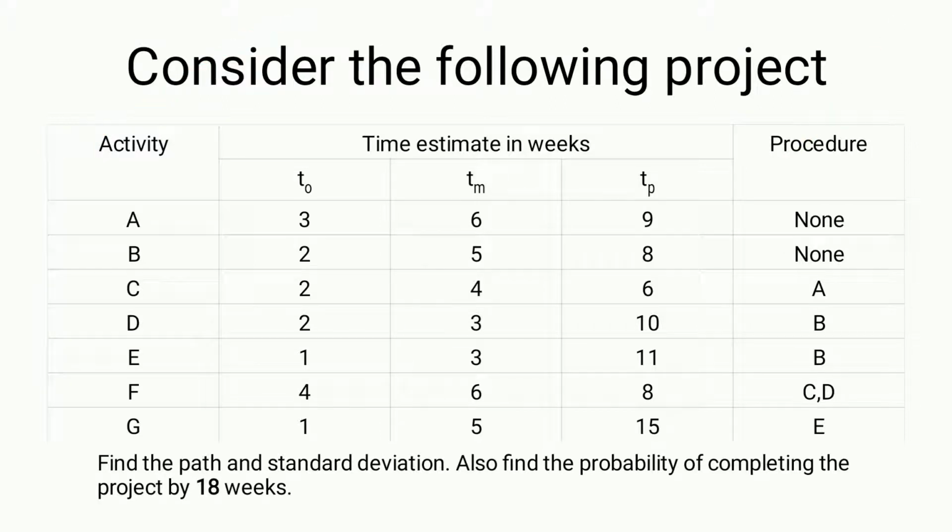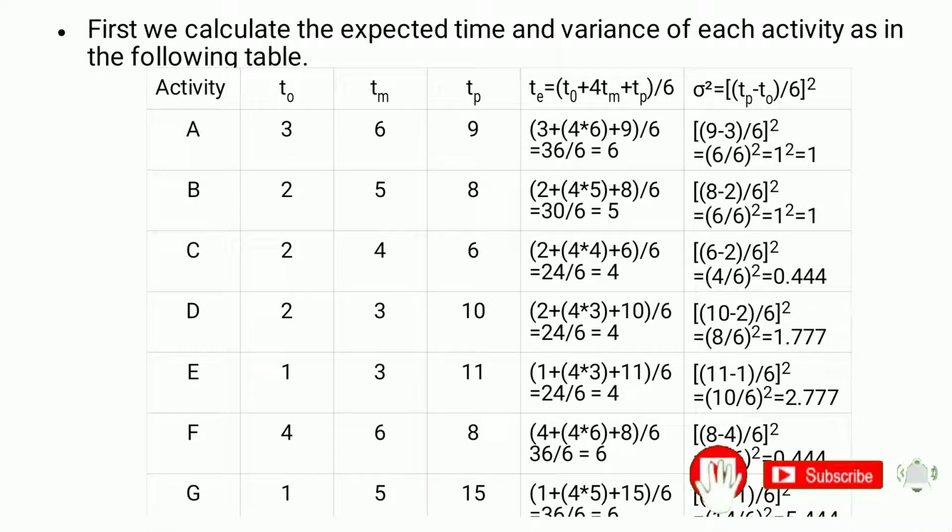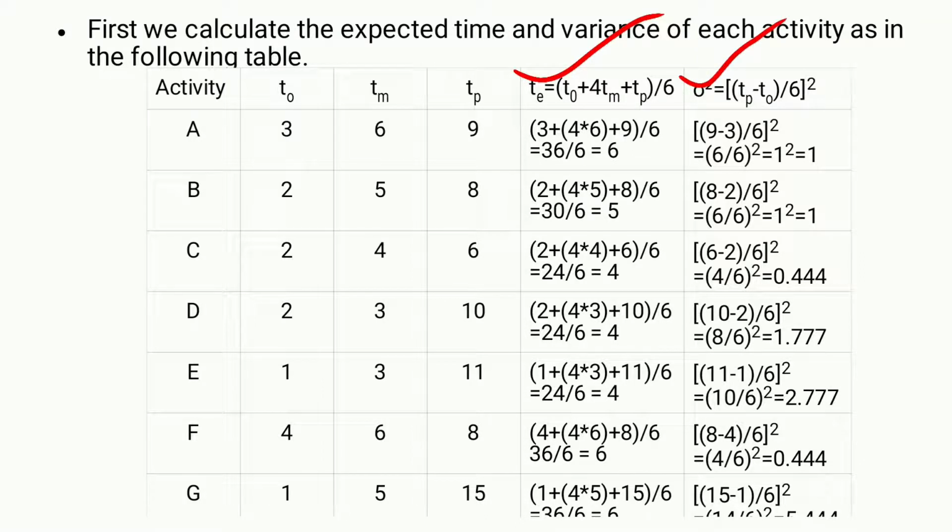Now let's see the answer. First, we calculate the expected time and variance of each activity as in the following table. As already I have told in the algorithm, in the first step we will draw the diagram and we will find out the TE and sigma. Here I am just explaining how to calculate expected time TE and variance sigma square.